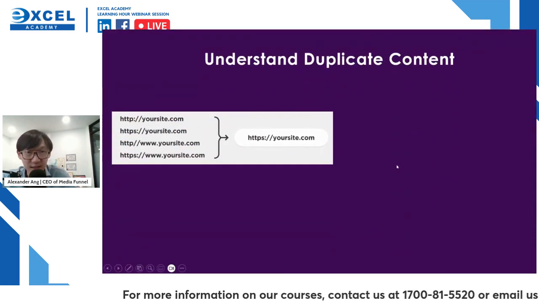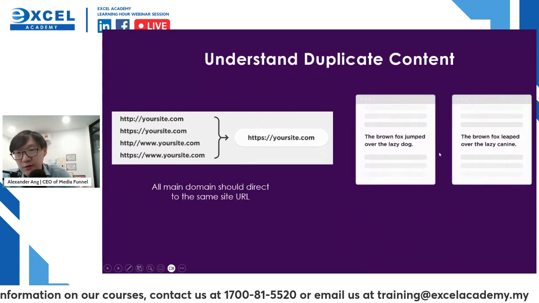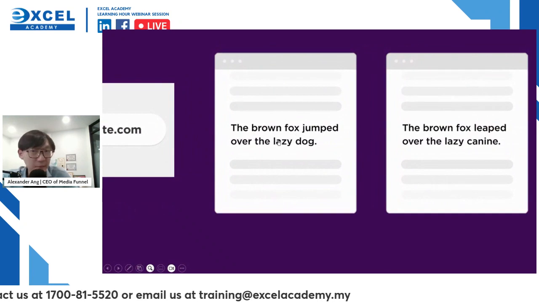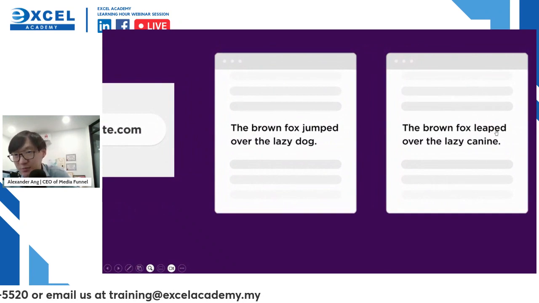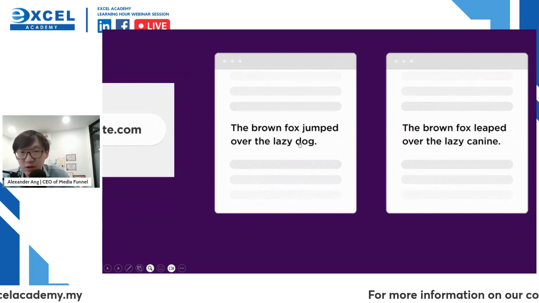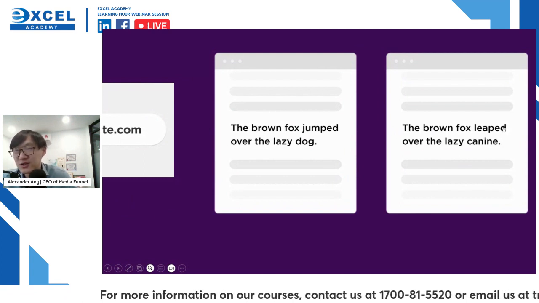Let me give you an example. Look at my right hand side. The brown fox jumps over the lazy dog. Then I make changes: the brown fox leaps over the lazy canine. Canine is a type of dog breed. Jump, leap, still considered duplicate content. You just changed the words only.